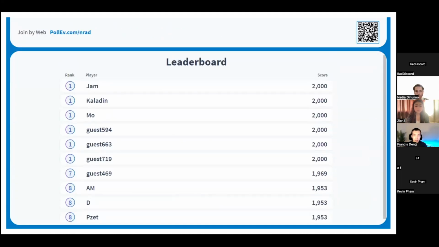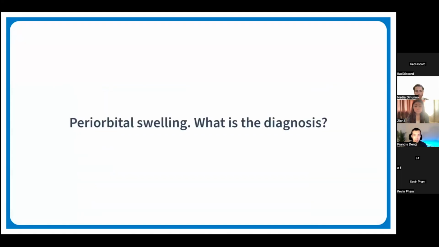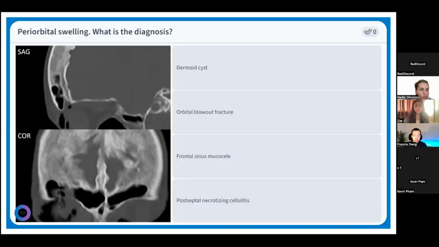All right, we have some leaders, 6 people tied at 2,000 points. This patient has periorbital swelling. What is the diagnosis? We have sagittal and coronal CT images in a bone window.